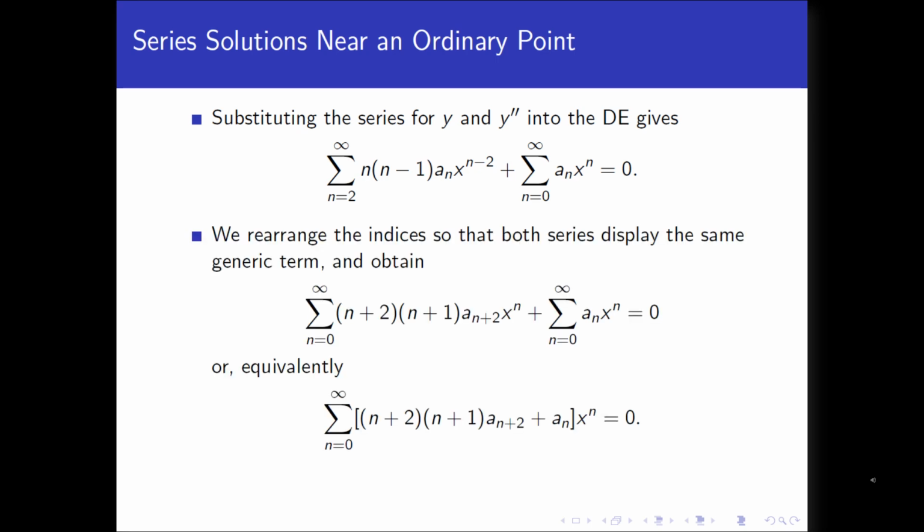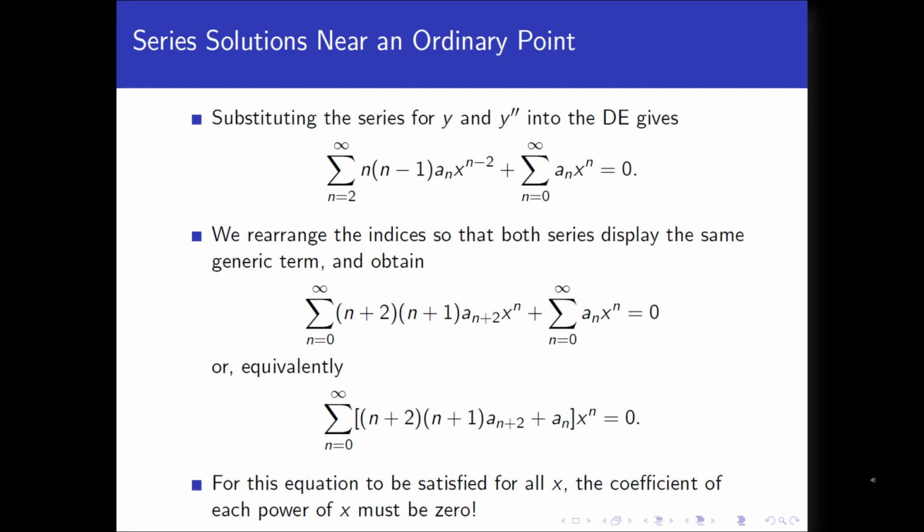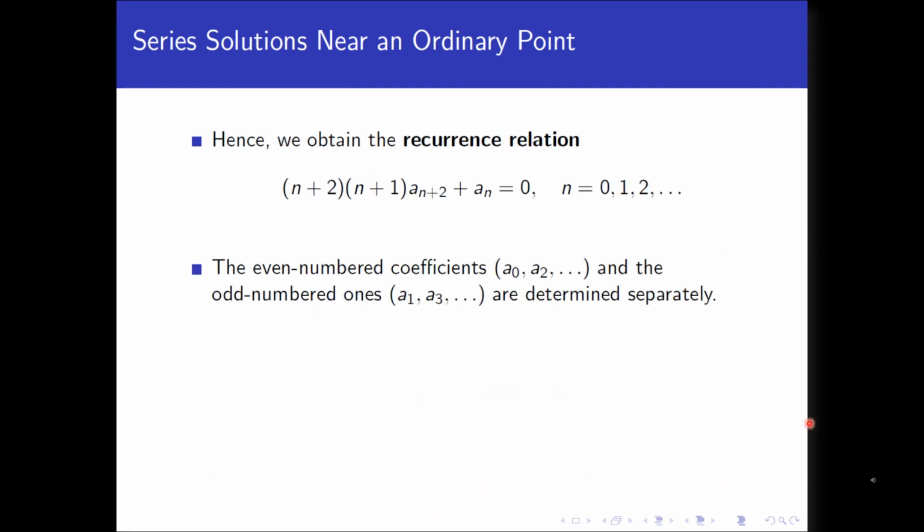In order to have the same generic term x to the n, we rearrange the index of the first series and then collect all the terms under one infinite series given here. And as we observe, for this equation to be satisfied for all x, the coefficient of each power of x must be 0. Then we end up with the following recurrence relation.